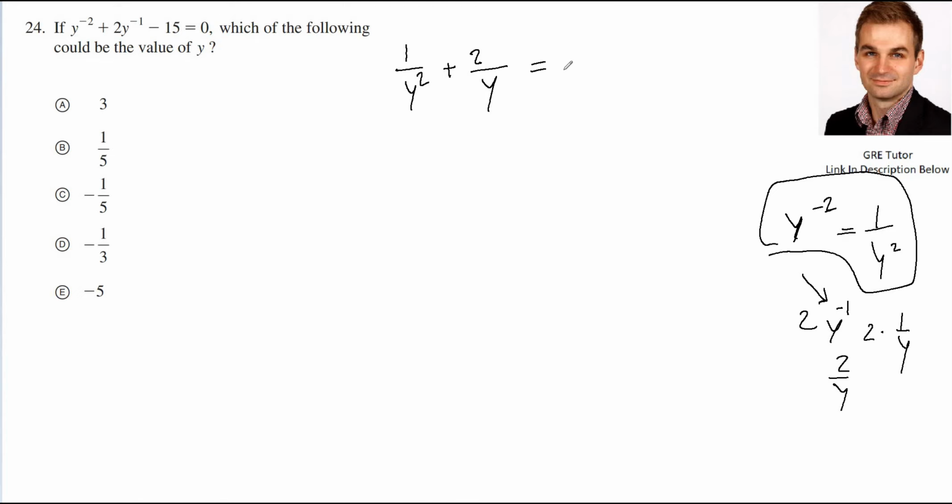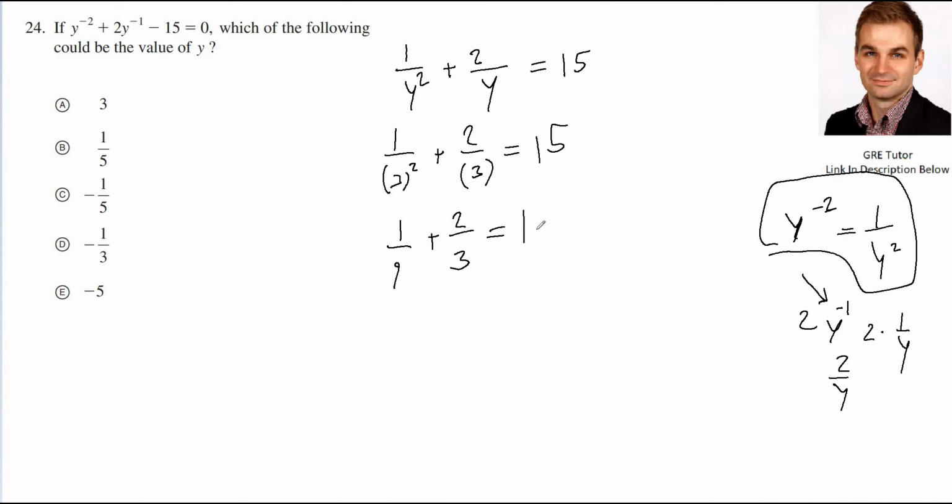I'm going to have this equal 15. So whatever we're doing here, this has to equal 15. And now that I've done that, I think it's time to start plugging in some answers and checking them. And that's what I'm going to do. So I go to here and I go 1 over 3 squared plus 2 over 3 is equal to 15. And that gets me 1 over 9 plus 2 over 3, which is equal to 15.